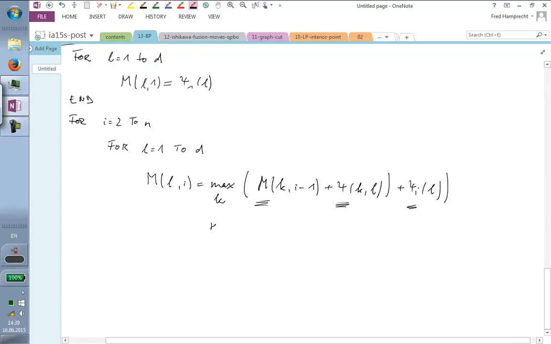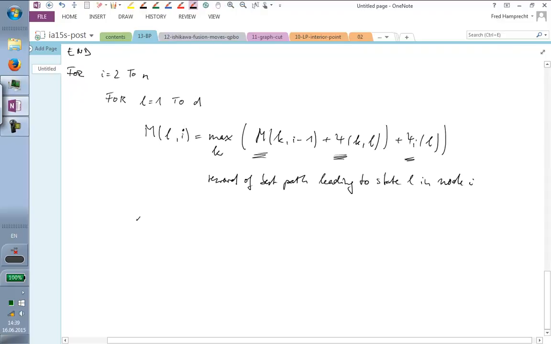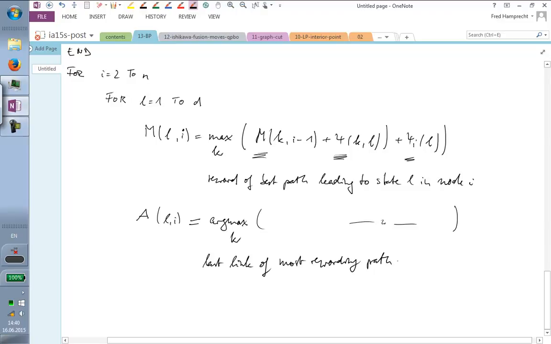So this gives me the overall reward of the best path leading to state L in pixel I. And now we also need to store this information, where did we come from? So I'm writing capital A here for argmax. And it's the same expression. And this gives me the last step or the last link of the most rewarding path to state L in node I.